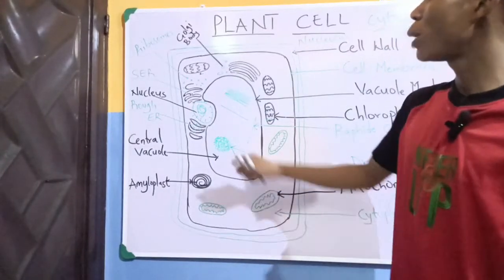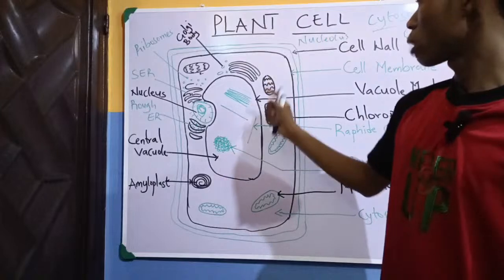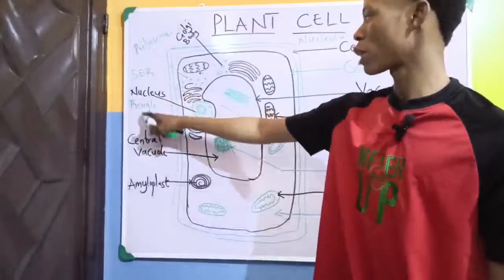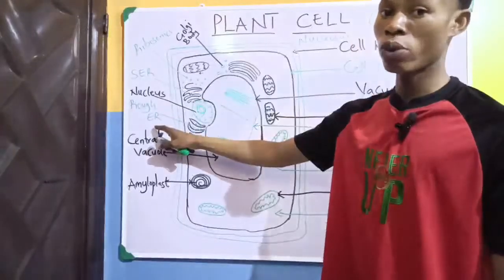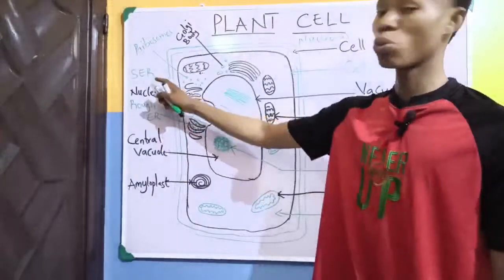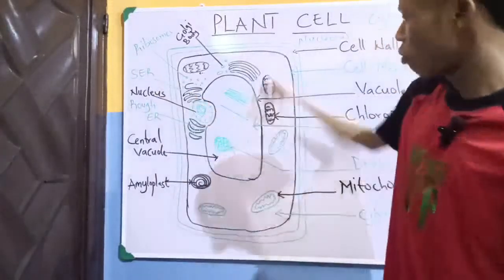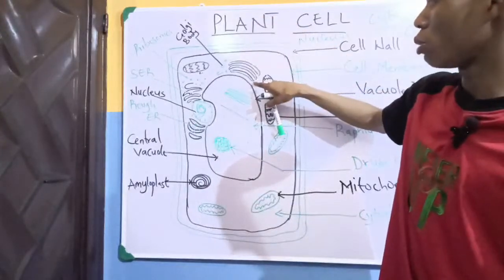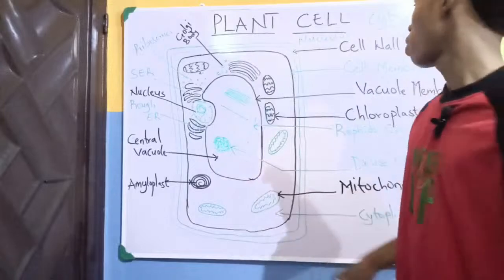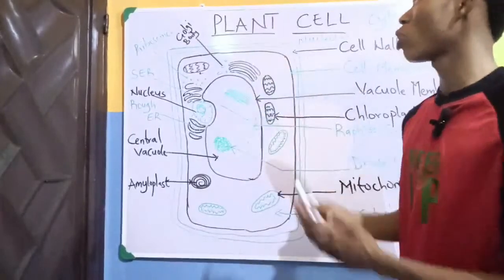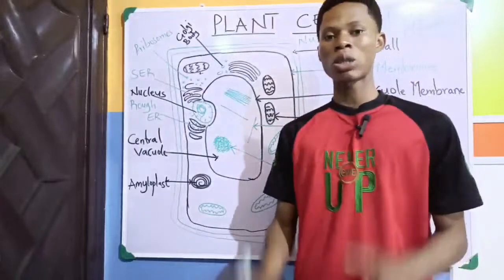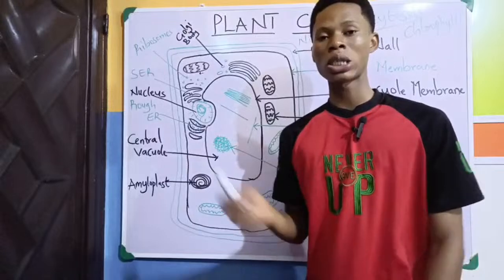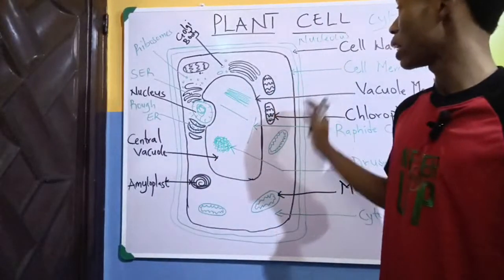Alright, so basically I think I've touched all. Remember that the rough endoplasmic reticulum is rough because of the presence of what? Ribosome. And the smooth is smooth because there is no what? Ribosome. Now if you look at this structure here, this is your endoplasmic reticulum. This one is smooth because there is no ribosome found on it. So basically this is how your plant cell looks like. There are other organelles, but these are the most important organelles found in the plant cell.